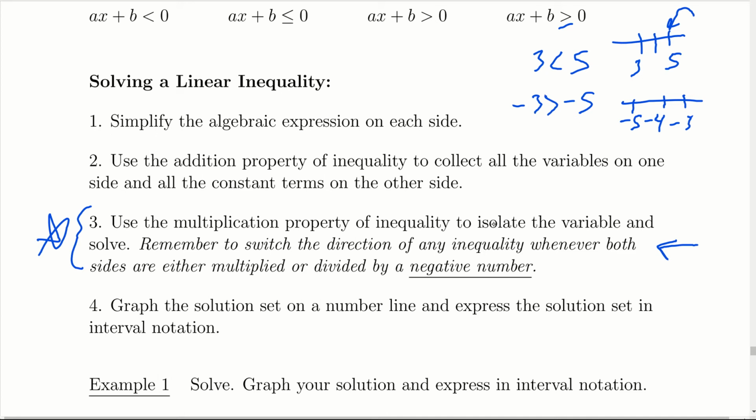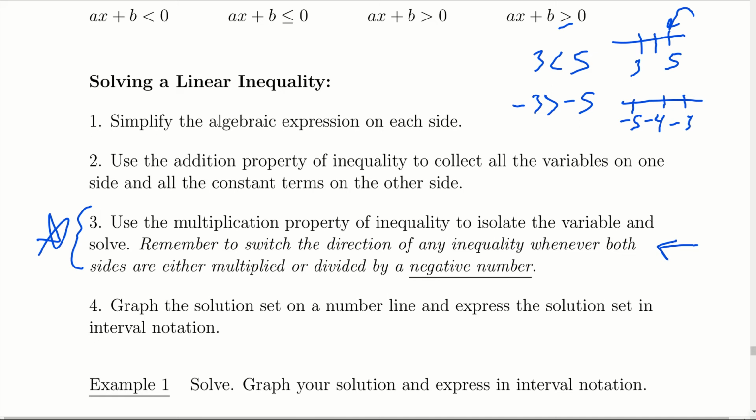So notice what would happen here if I were to take this true statement, 3 is less than 5, and multiply both sides by negative 1. We would get negative 3 and negative 5. And notice what happens to the inequality. It changes direction. It changes from a less than to a greater than.